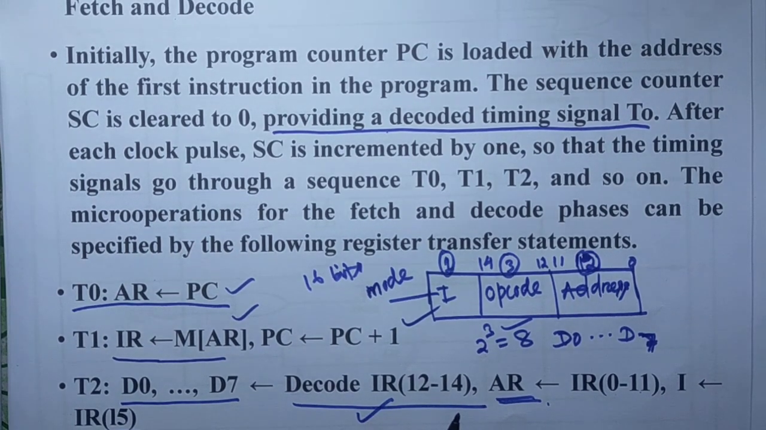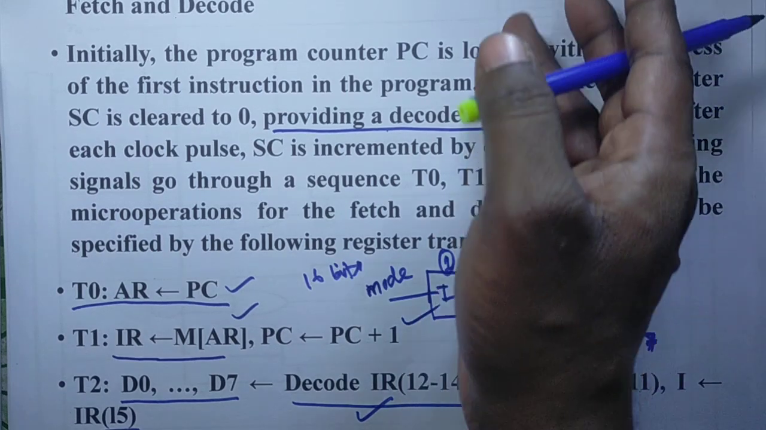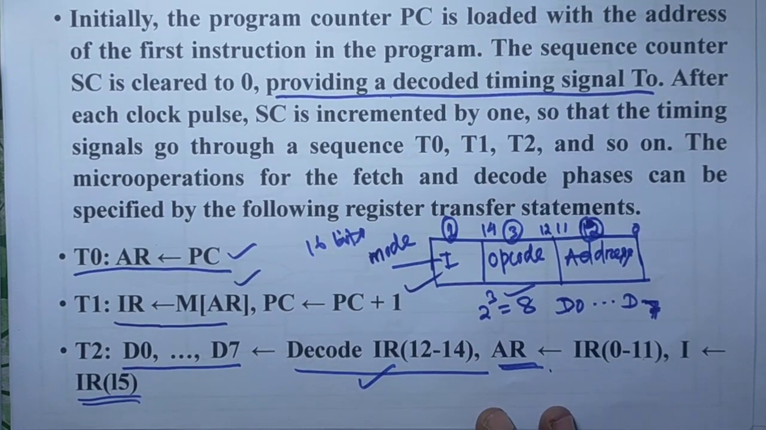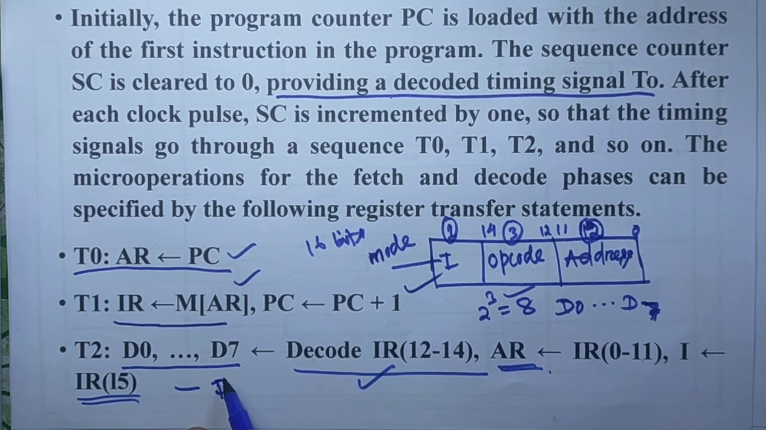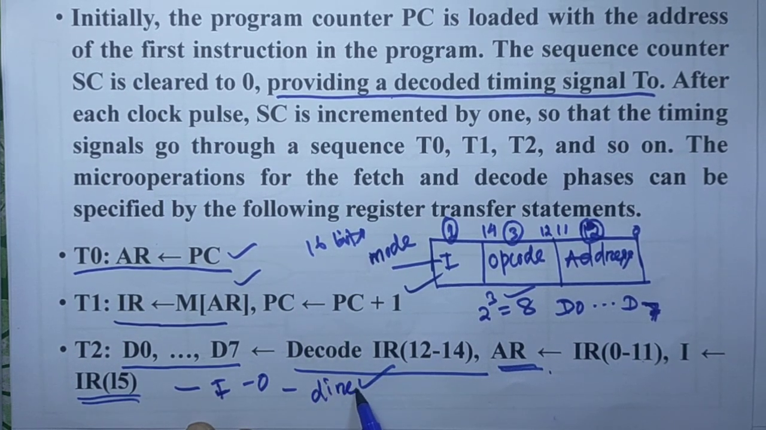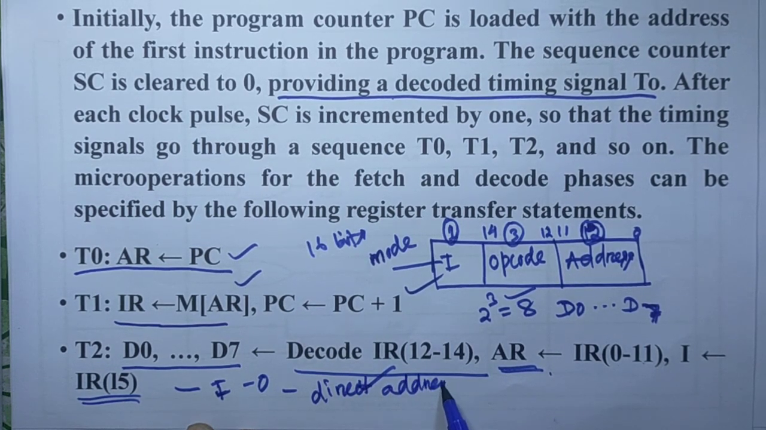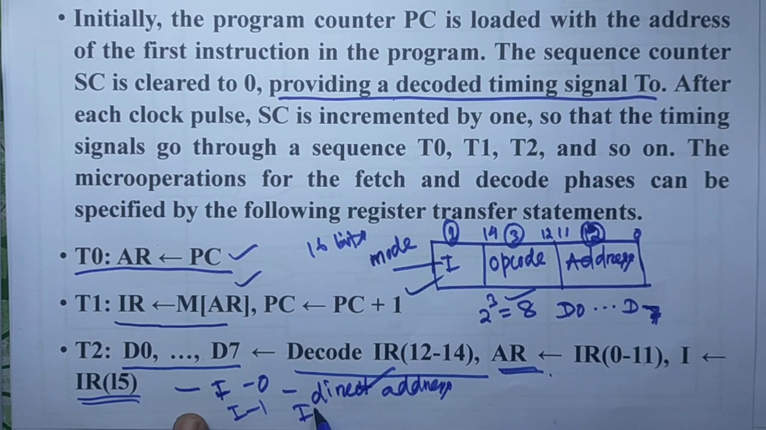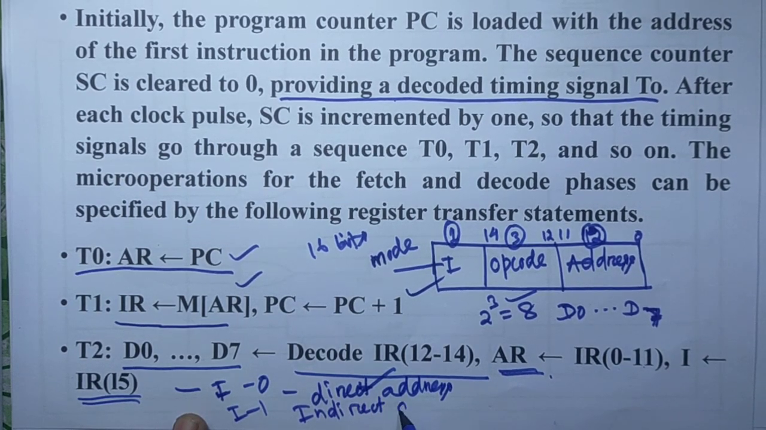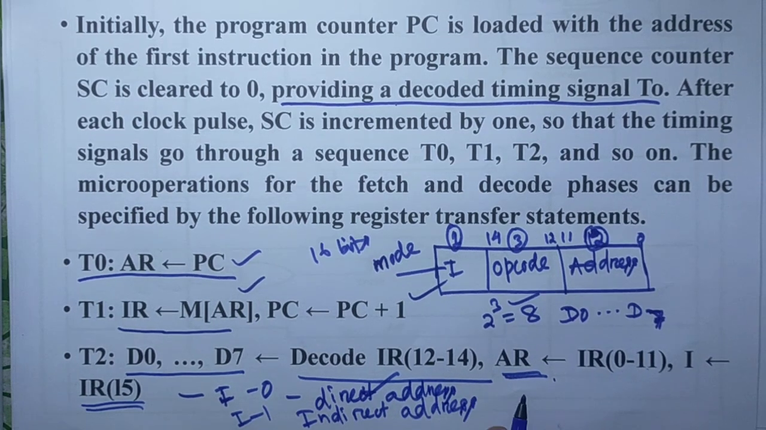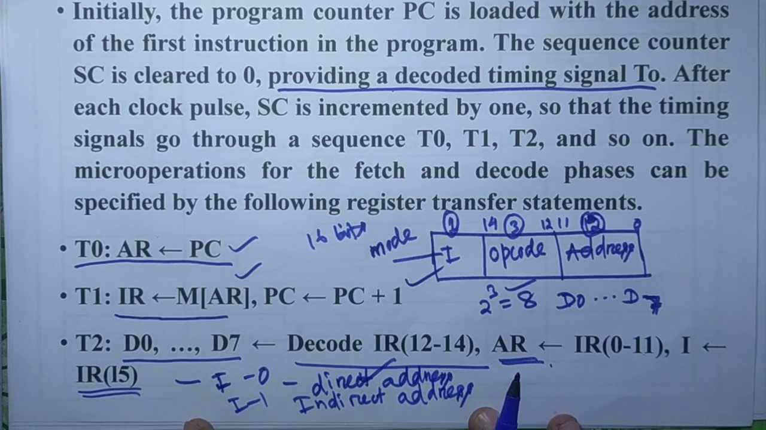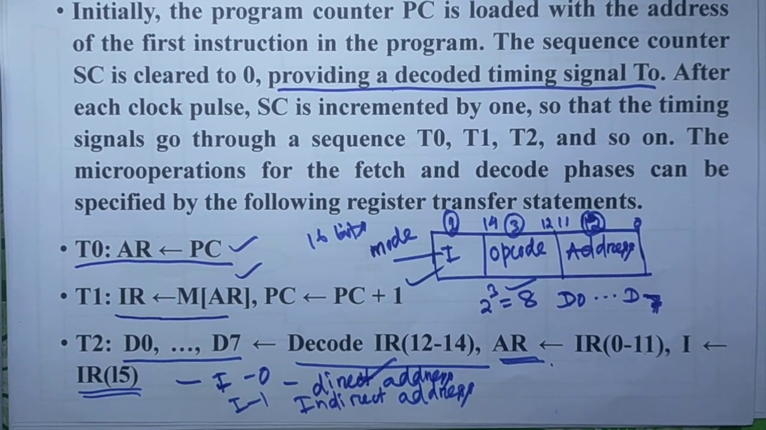In this case, the I bit just identifies what mode. If I is equal to 0, that is a direct address. If I is equal to 1, that is an indirect address. In this way we can find out whether the address of the instruction is direct or indirect. This is the fetch and decode part.